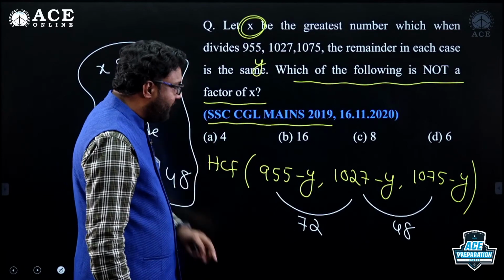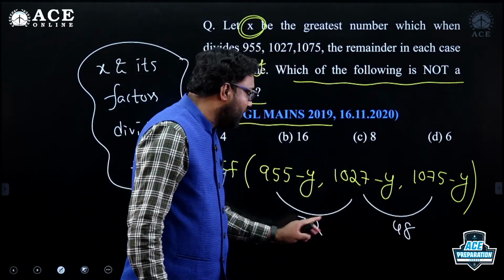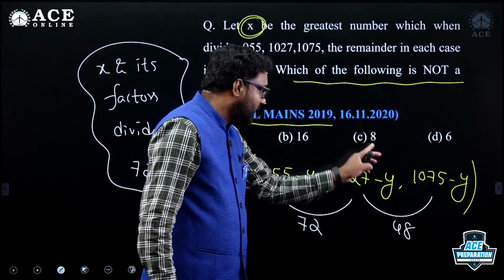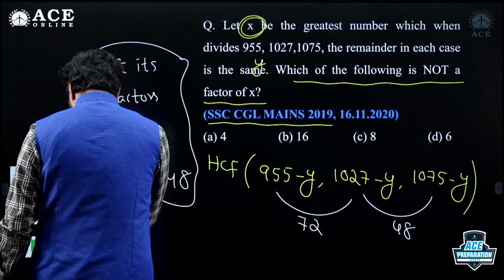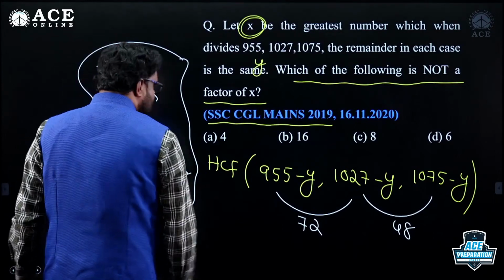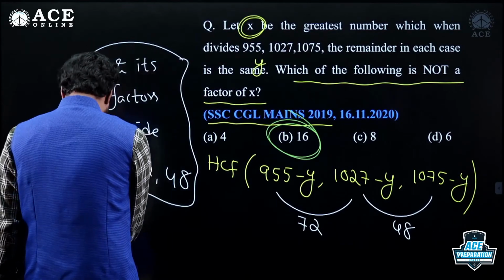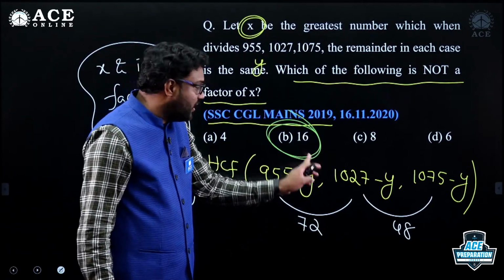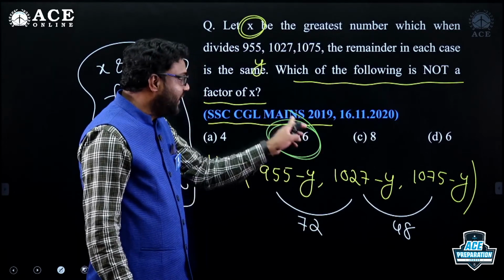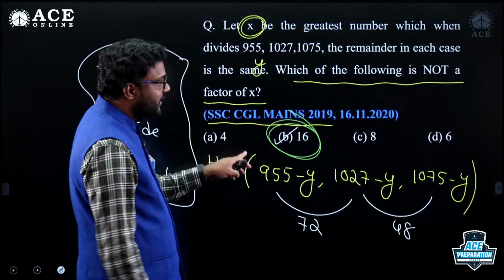72 is divided by 4, 48 is divided by 4, no problem. 48 divided by 6, 72 divided by 6, 12 times. 8 6s are 48, 8 9s are 72. Which option is the problem here? I think you can understand, 16 is the problem. We cannot divide 72 with 16. 72 is not divided by 16. 16 is the issue, my dear friends. They are asking for not a factor.